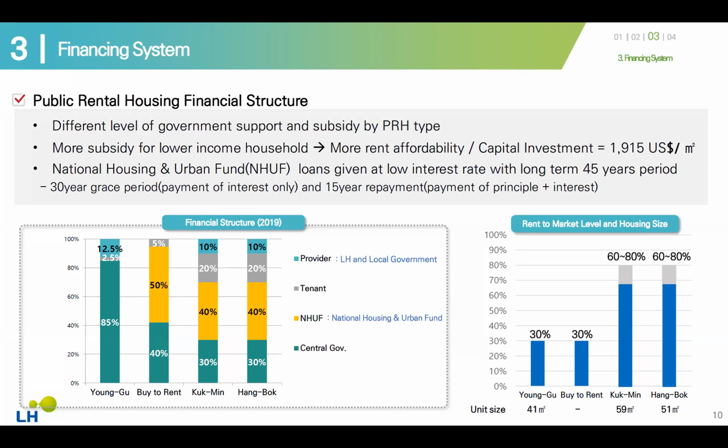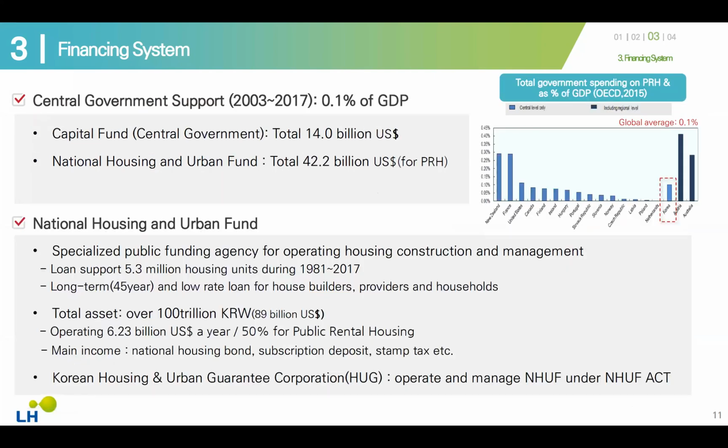The financial structure consists of provider, public loan and grant. Especially, the National Housing and Urban Fund provides loans at a very low interest rate with a long term of 45 years. As I said before, the central government financial support, including capital fund and the National Housing and Urban Fund, totals 0.1 point of GDP in Korea. It's the same level as the global average.